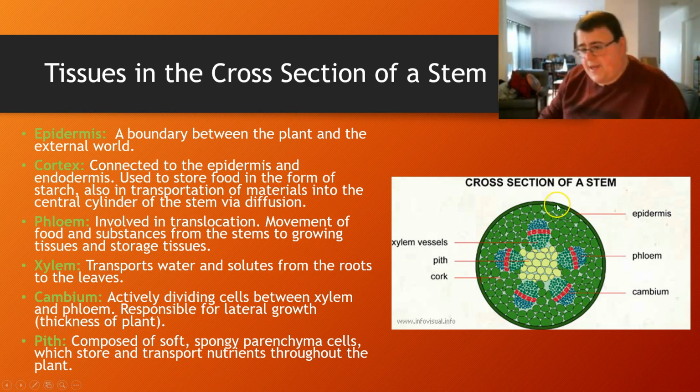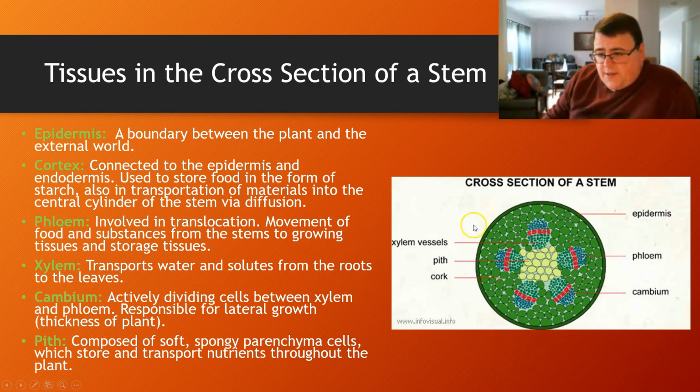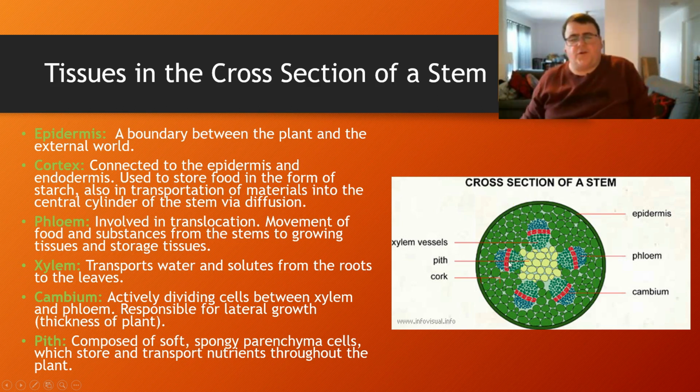We also want to look at the cross-section of a stem again, and now know the parts in here. Again, we have our epidermis around the entire stem, causing a boundary between the plant and the external world. We have our cortex, which is not on this diagram. The cortex is connected to your epidermis and endodermis, and it's used to store food in the form of starch. It's also used in transportation of materials into the central cylinder of the stem via diffusion.